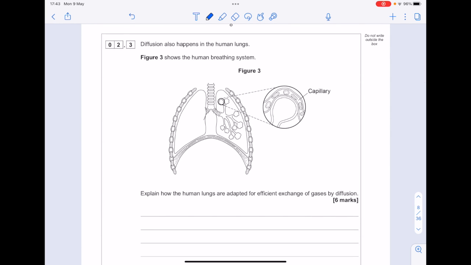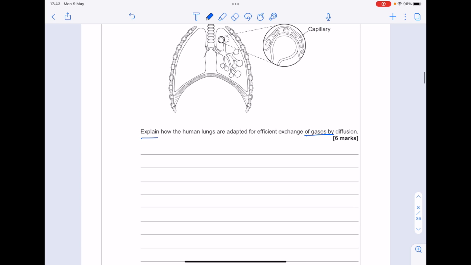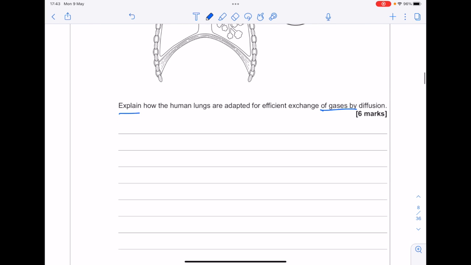Diffusion also happens in human lungs. Figure 3 shows the human breathing system. Explain how the human lungs are adapted for efficient gas exchange of gases by diffusion. Right. So many things to talk about here. We must explain them. So how are they adapted? They have alveoli, which have, this is the explanation, a large surface area to volume ratio. And remember, that's going to increase the amount of gas exchange.